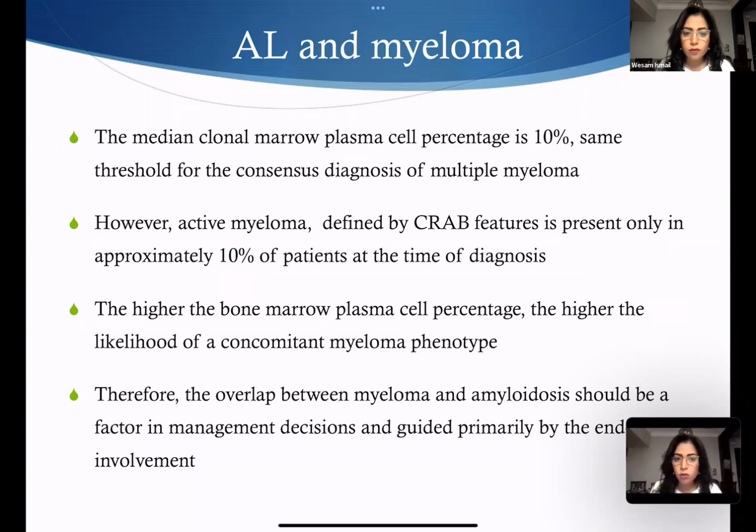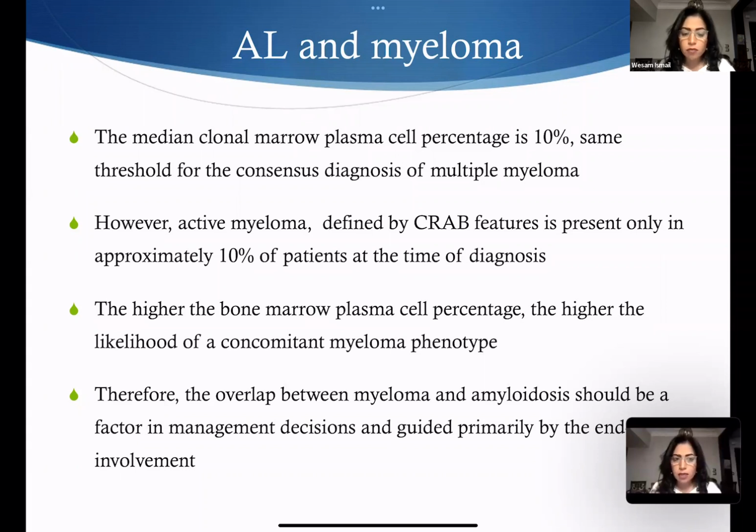Then we need to look for other features. So if this patient has AL amyloid in tissue, a 10% plasma infiltrate in bone marrow, not more than this, and he has active CRAB features, then he is myeloma. Or if the patient has a 10% infiltrate in his bone marrow, and in his kidney you have another pathology for myeloma other than the AL amyloid, then again, this is multiple myeloma. But there are some patients where you have this overlap. You only have AL amyloid, you only have a 10% bone marrow plasma cell infiltrate.